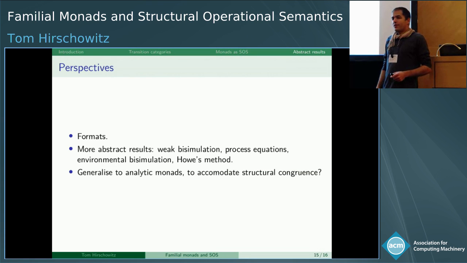So, conclusion, perspectives. There's a lot to do here. First idea is to consider existing formats and show that they generate instances of this new framework, which would easily extend the applicability of the approach. But we could also consider more categorical formats using the theory of free monads and that kind of stuff. On the other hand, we can develop the framework in itself, like prove more results in it, considering weak variants of the bisimulation methods, process equations, environmental bisimulation, and even Howe's method, which is going to make sense in this setting. And finally, one vague idea would be to generalize to analytic monads, which would allow the source specification to use some kind of structural congruence, which might give a new light on the transition system versus rewrite rules problem. Thank you very much for your attention.